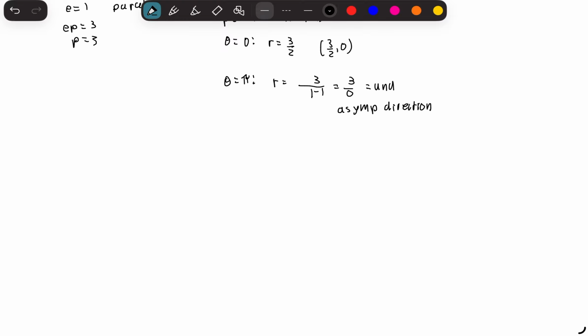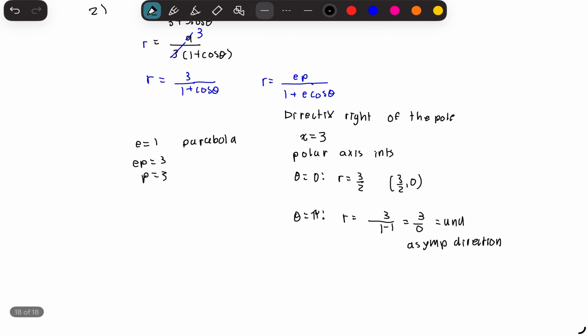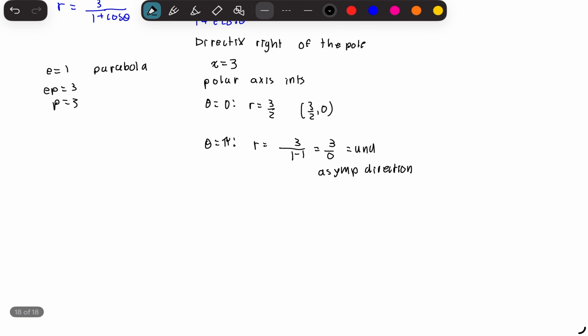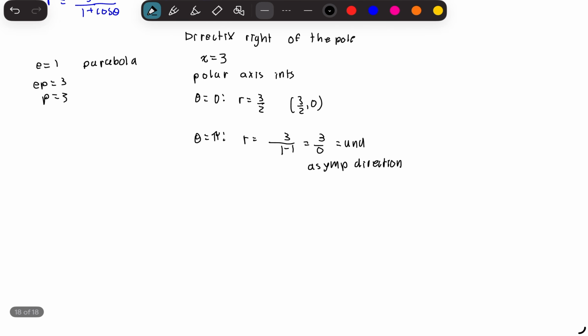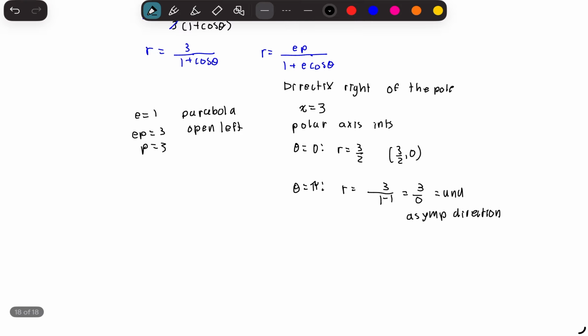Now, if you were to graph this, you would first start off with plotting the focus at the pole. Then you would draw your directrix at x is equal to 3. You would plot the intercept (3/2, 0), and then your parabola would open left. That's because your directrix is on the right of the pole, and your pole is the location where your conic section is. So that means that your parabola has to be opening to the left, because the directrix is on the right.